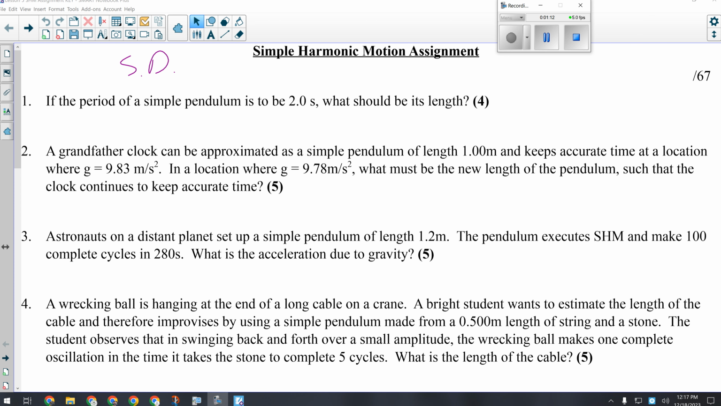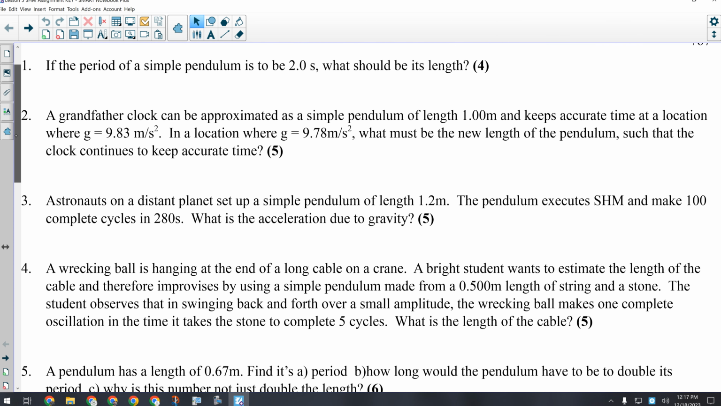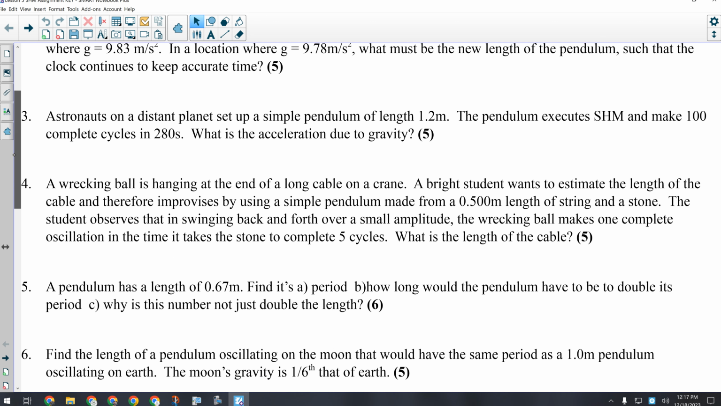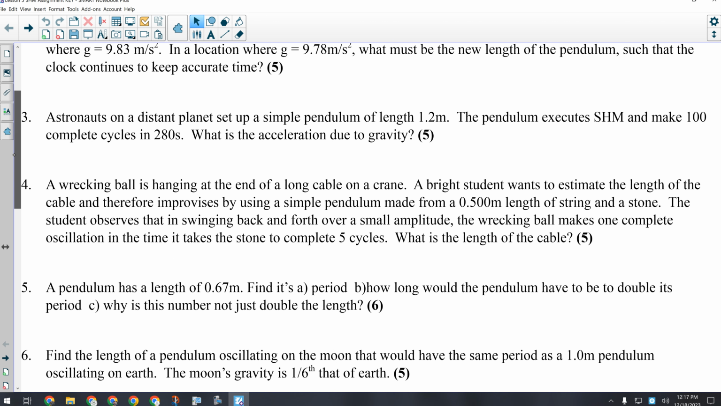For question number 3, another pendulum question, you're told the length, and it says that it executes 100 complete cycles in 280 seconds. You are going to have to use those two numbers to get something else for the pendulum formula. Make sure you use them in the right fashion.